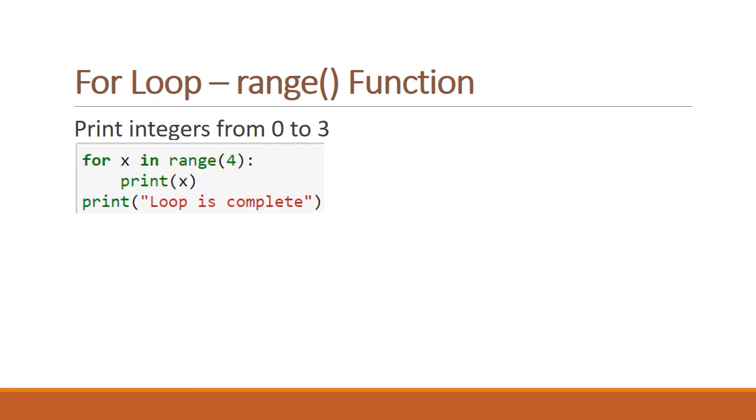The range function within the for loop returns a sequence of numbers starting from 0 by default and incrementing by 1 by default, and ends at the specified number. So range 4 will provide X with the values 0, 1, 2, and 3. Let's consider how the computer executes a for loop. So given this example, we have a for loop that's going to print the values 0 through 3.